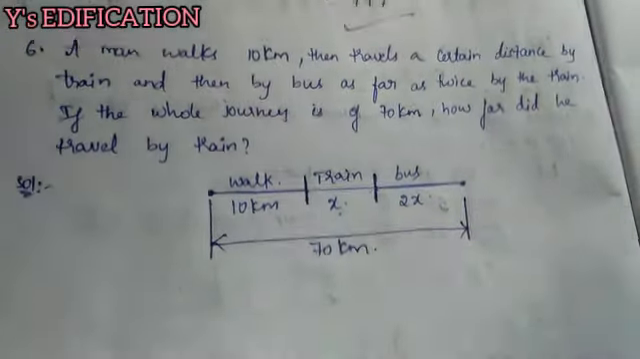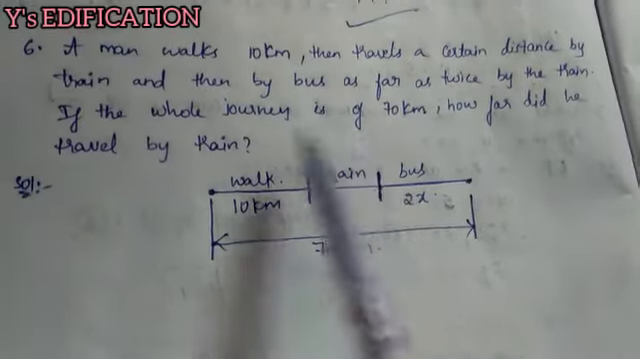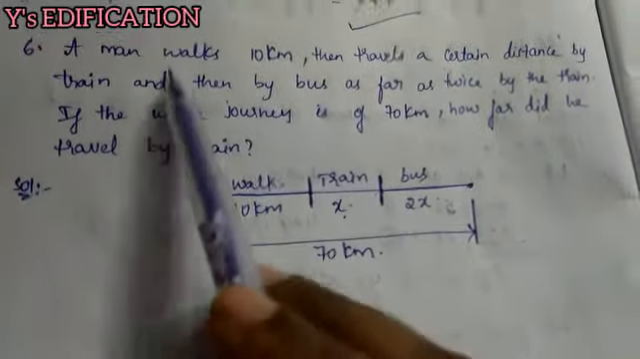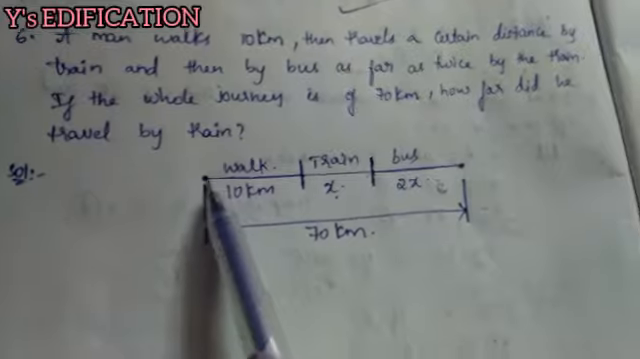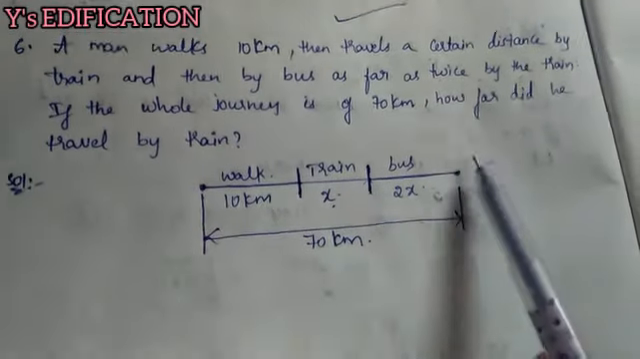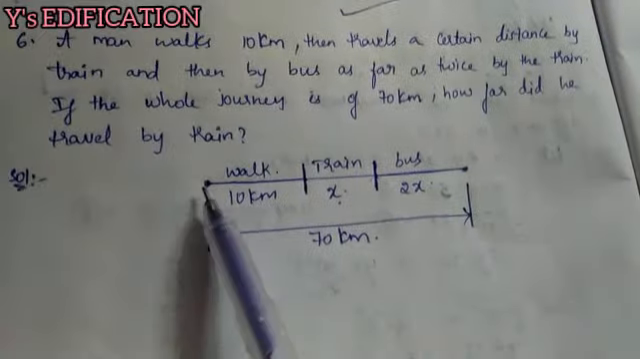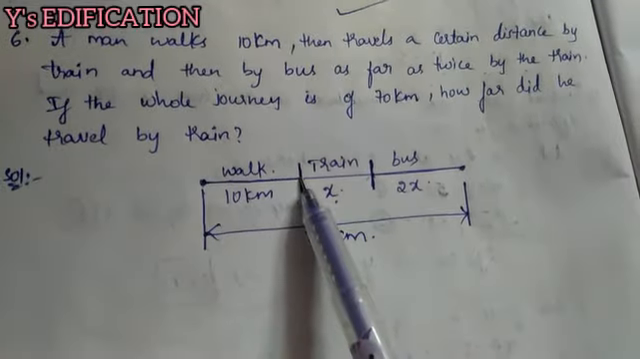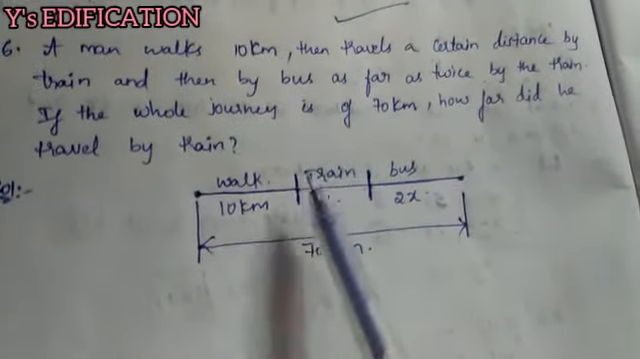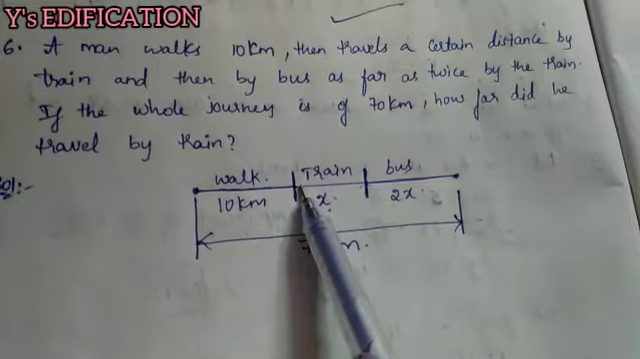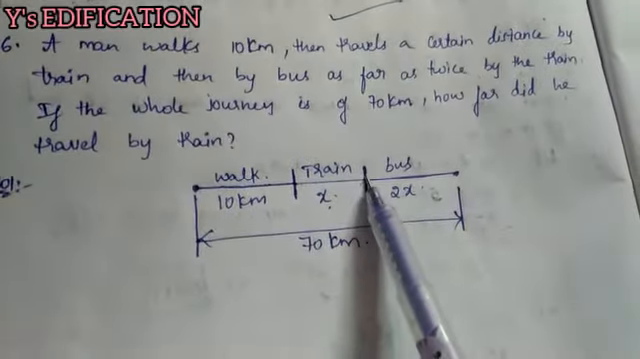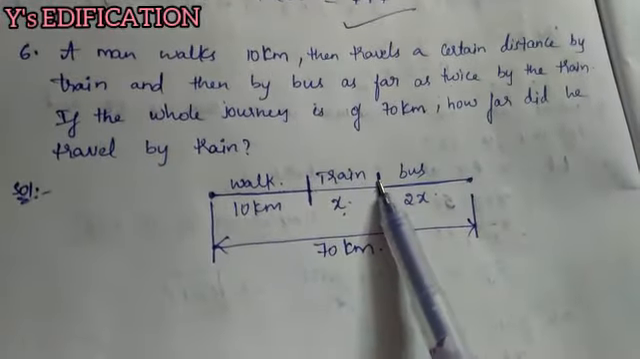How far did he travel by train? Okay, let me explain the question once again. A man is going from one certain point to another certain point. First he started walking and he walked up to 10 kilometers. After that, he boarded a train and traveled a few distance. We don't know the distance and we have to find the value of that.